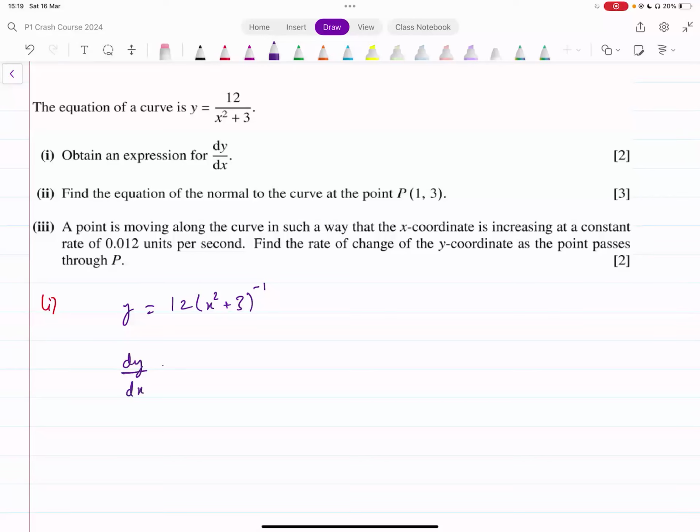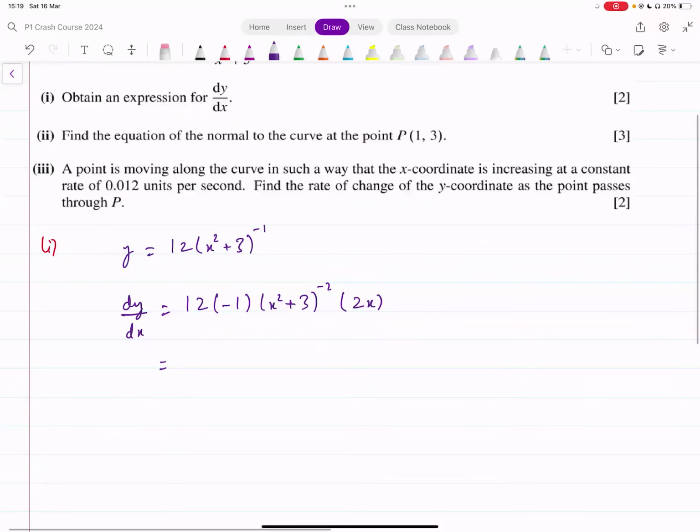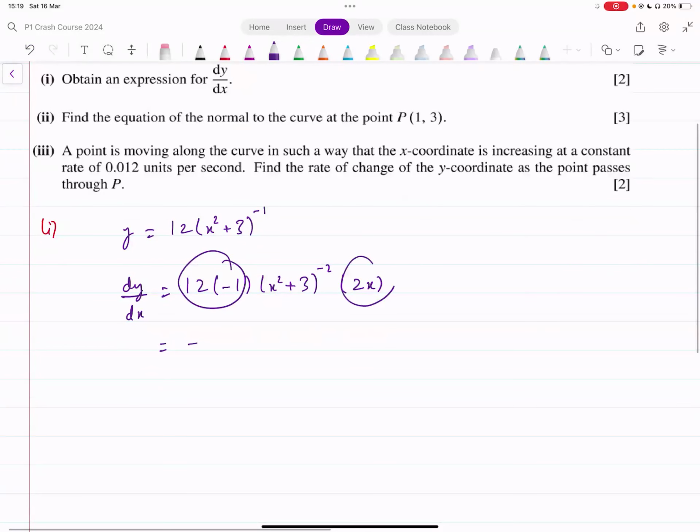dy over dx, what is that going to be? 12 remains as it is. You multiply it by the power. The power is negative 1. You subtract 1 from the power, so that gives you x squared plus 3 whole raised to power negative 2. And then you multiply with the derivative of the part inside the brackets, the base of the power. The derivative of x squared plus 3 is 2 times x. Now, let's simplify this. That gives you minus 12 into 2x. That's going to be minus 24x whole divided by x squared plus 3 whole squared.